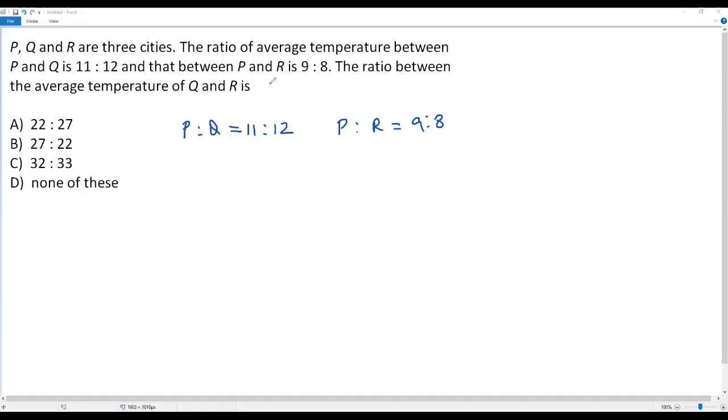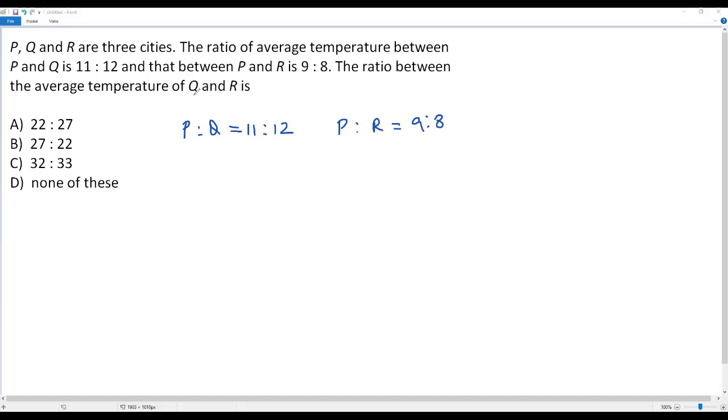Okay, now to get the ratio of the average temperature of Q and R, first I have to look at the common stuff I find in these two ratios. So what do I find in common in these two ratios? I find P in common because we find P in this ratio and also we find P in the second ratio as well. Now let me get the number which is corresponding to P in the first ratio. That is 11. This number is corresponding to P in the first ratio. What is the number corresponding to the P in the second ratio? That is 9.